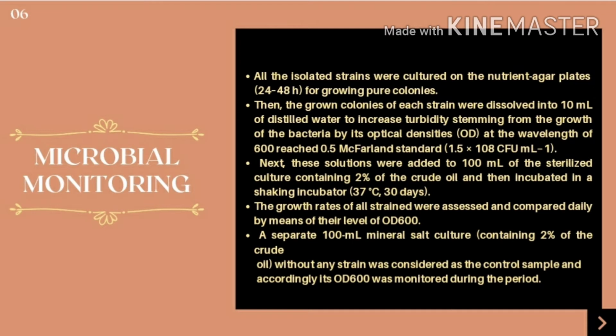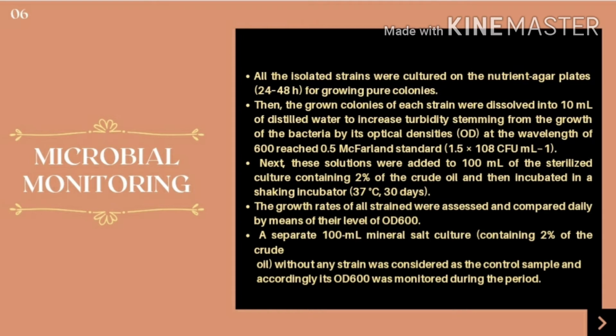for growing pure colonies. Then the grown colonies of each strain were dissolved into 10 ml of distilled water to increase turbidity stemming from the growth of the bacteria by its optical density OD at the wavelength of 600 to reach 0.5 McFarland standard. Next, these solutions were added to 100 ml of the sterile culture containing 2% of the crude oil and then incubated in a shaking incubator at 37 degrees Celsius for 30 days.